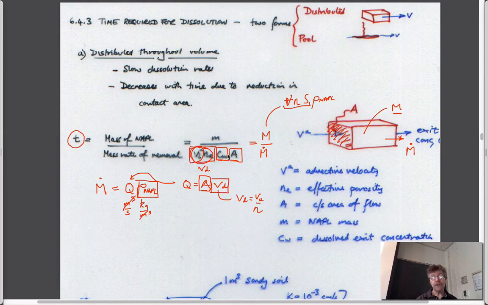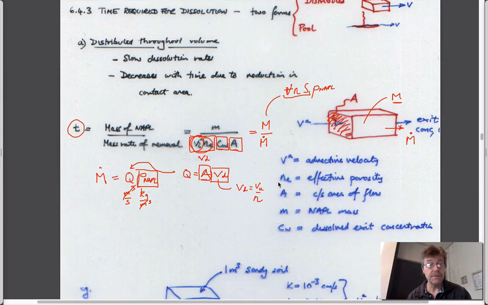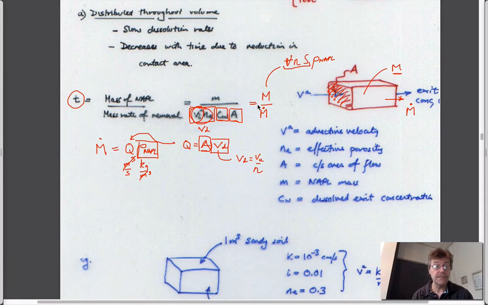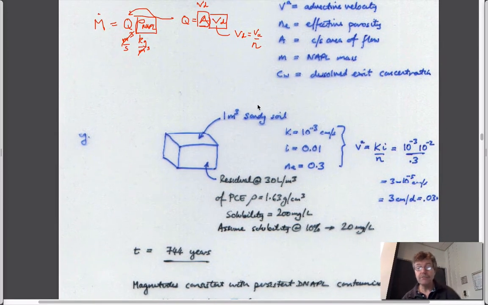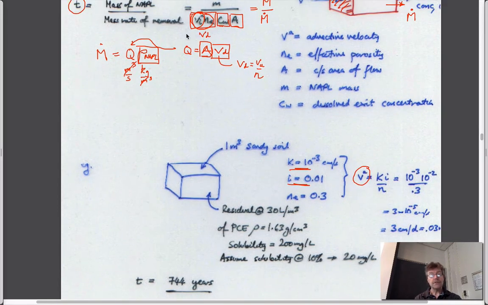So mass divided by mass rate, if we know some parameters, we can immediately calculate what that is, if we know what the mass is. And we did that calculation, and I won't belabor it here. If you know what hydraulic conductivity is, and you know what hydraulic gradient is, we should be able to calculate what advective velocities are. If we know what advective velocities are, we can use them in here to calculate this expression.